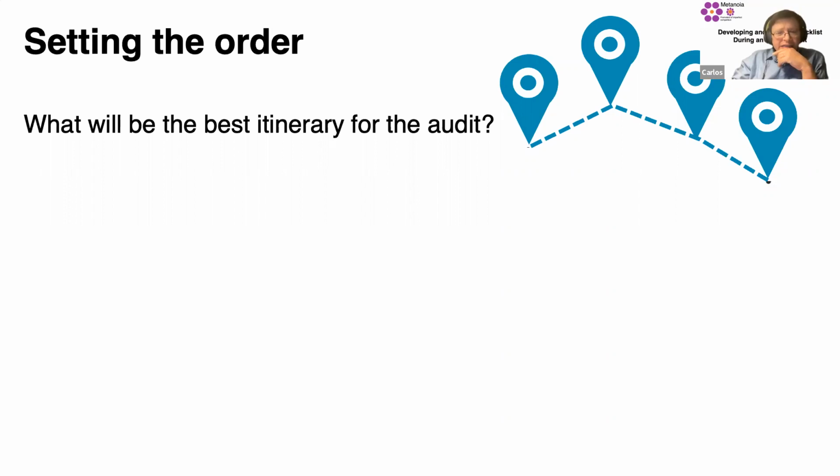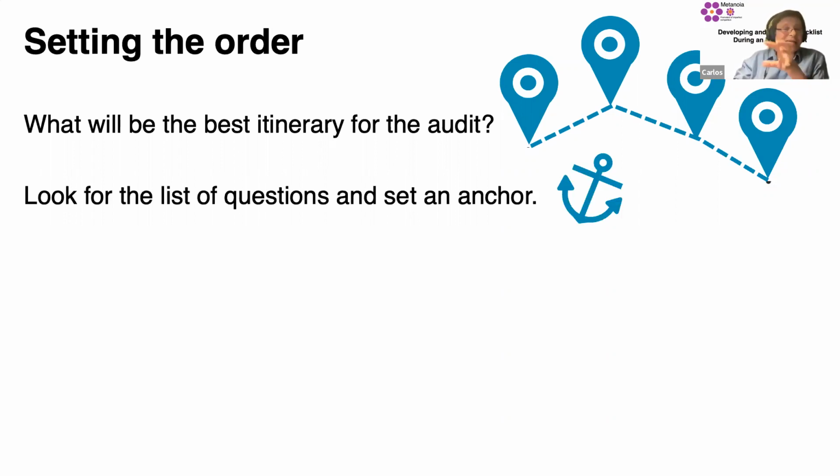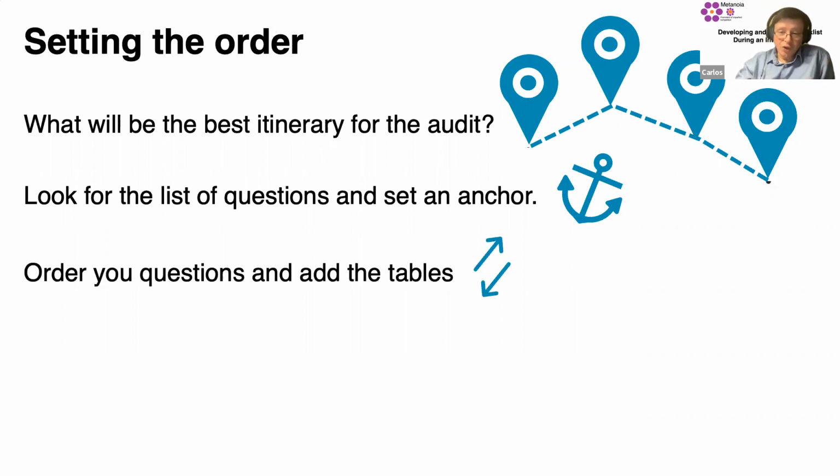Okay, so look for the list of questions and set an anchor. An anchor is, I see an anchor as where do I start my questions from? Okay, a position from where you can ask a sequence of questions and look for evidence in a meaningful way, communicating a sense of planning. So you are not shooting questions at random, you are following the logic, you are showing that you are a professional. So knowing the itinerary and your anchors, you can now order your questions and add the tables. The ordering may be real or just by numbering the pages.